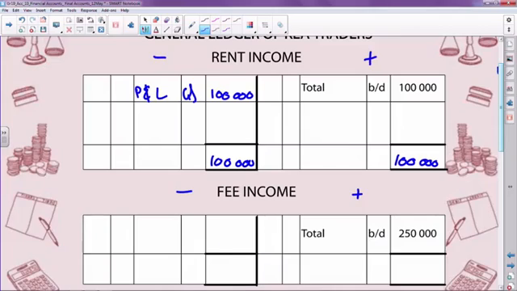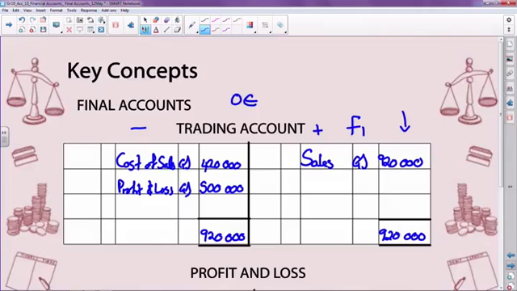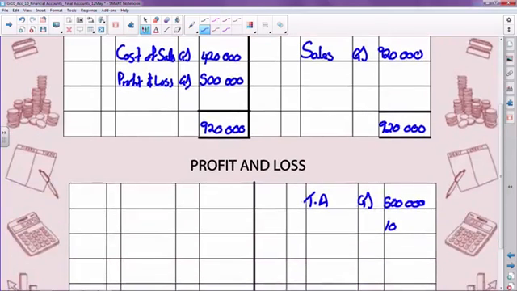Same with the fee income. I take it to the other side. I can do it the short way around like this, and then I can just say I'm closing it off like so, and I can say profit and loss, and therefore, I have 2 debits. Do you see this is a debit, and this is a debit, so where do I take it? I need to take it to the credit side of your profit and loss, so I'll have 100,000 and 250,000. I'm just doing it together. You should actually do it one by one. Rent income, I'm just trying to save a bit of time, and then also fee income. And there's your incomes closed off.